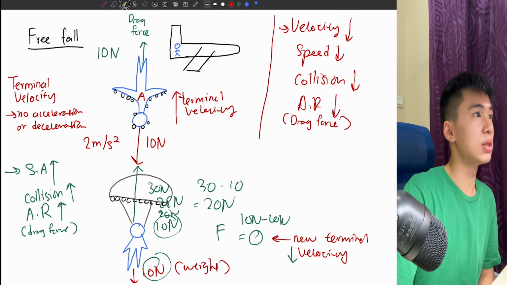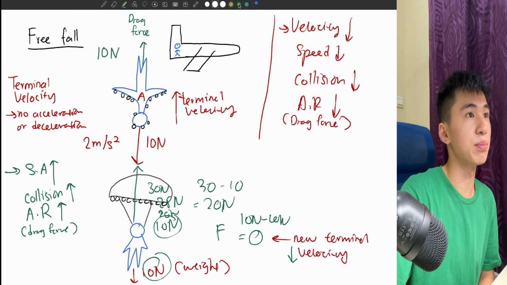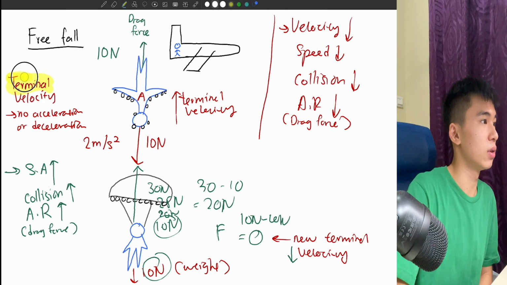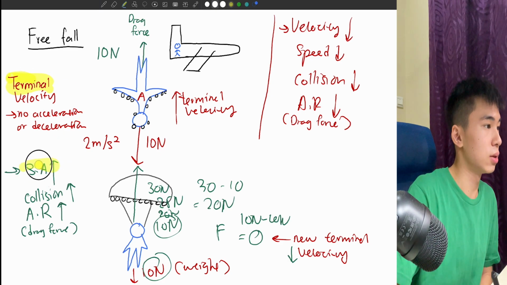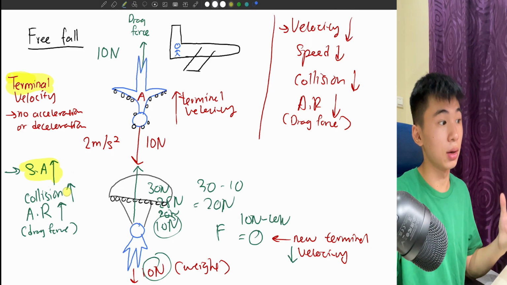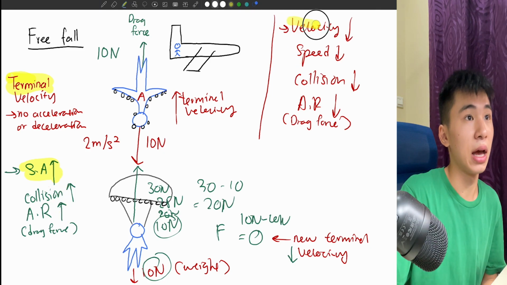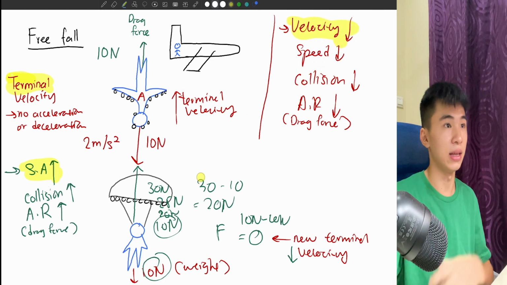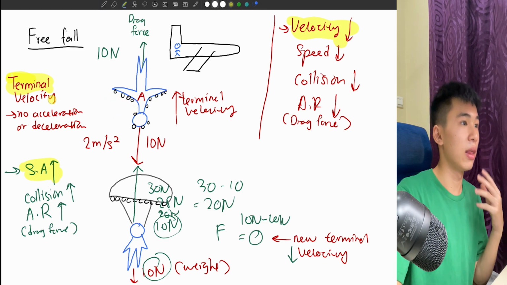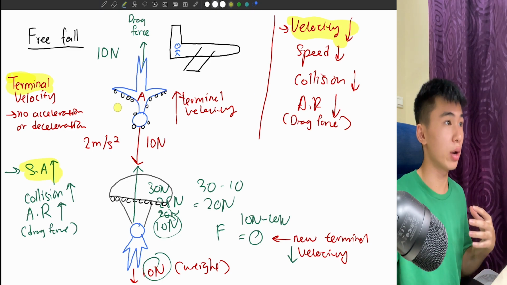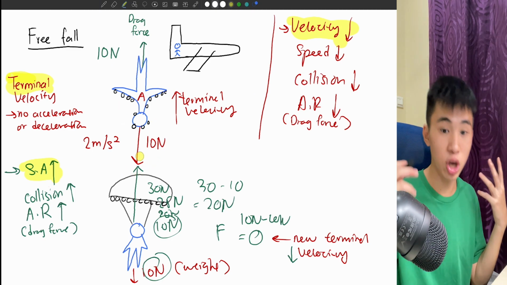So the most important thing in this page is that you have to know what terminal velocity is. You have to know how the surface area affects the collision and how the velocity affects the air resistance. In this case, you just have to know these three basic things in this free fall diagram or this terminal velocity topic.